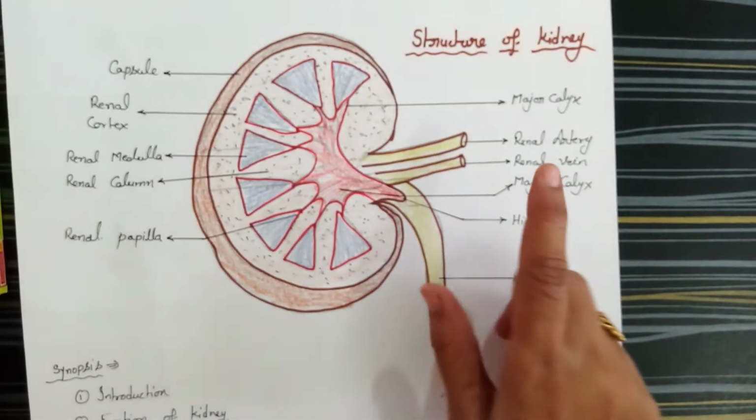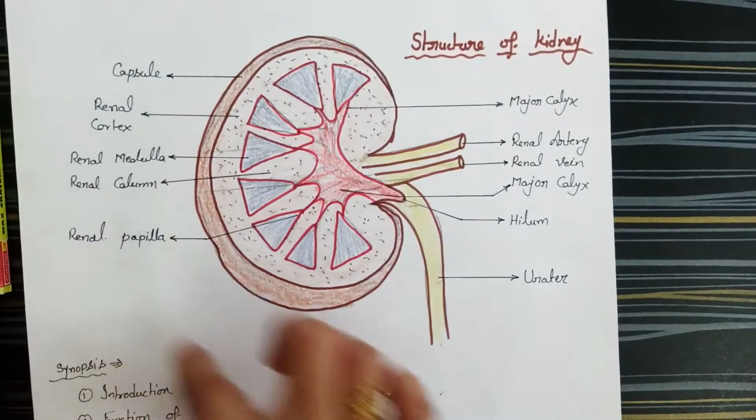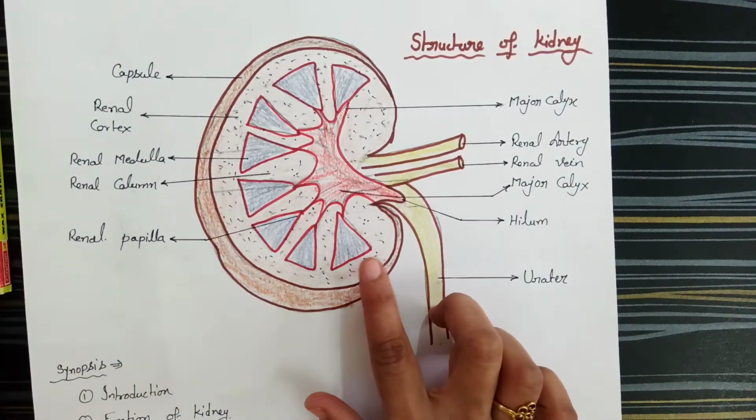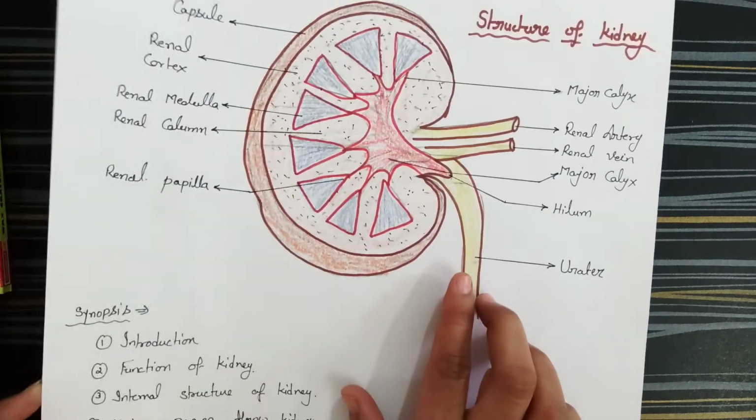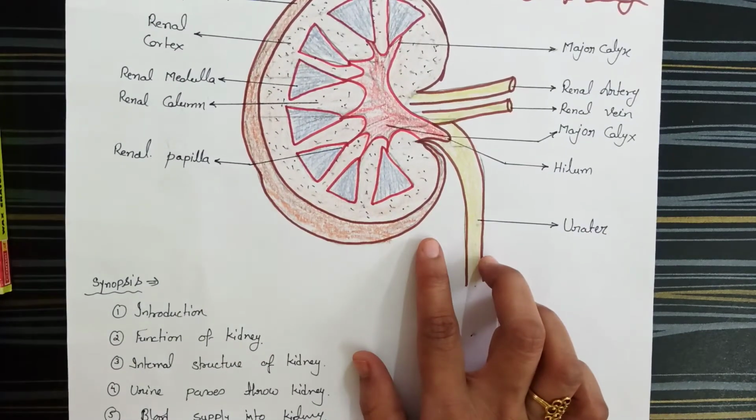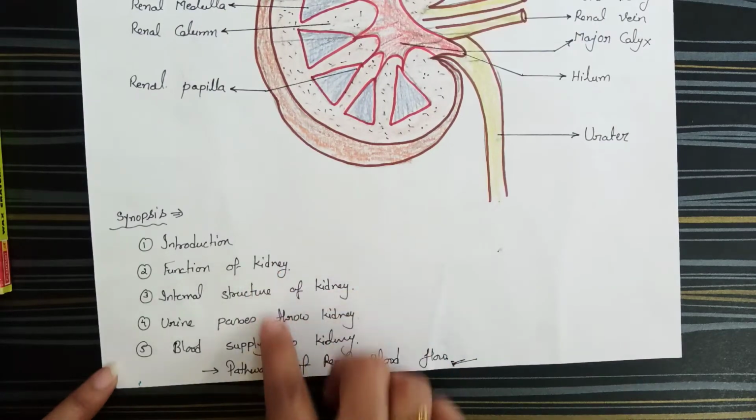Today I will explain the structure of the kidney. So this is all about the internal structure of the kidney. When we talk about the structure, and a question comes about this, you have to write this type of synopsis.